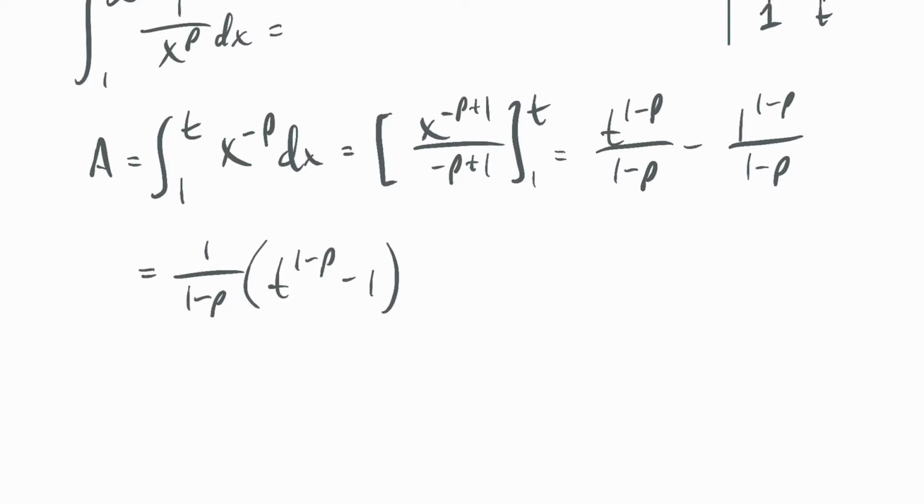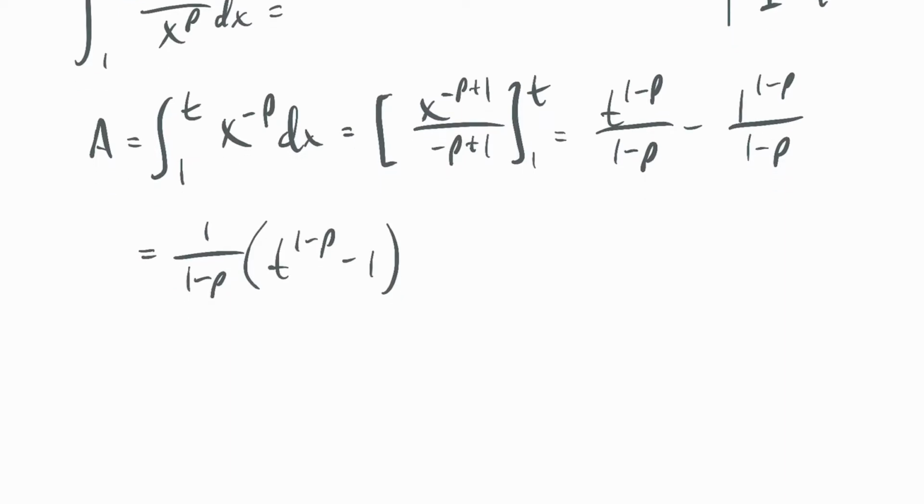So if p equals 1, well, then this doesn't exist because you can't divide by 0. So the integral diverges.